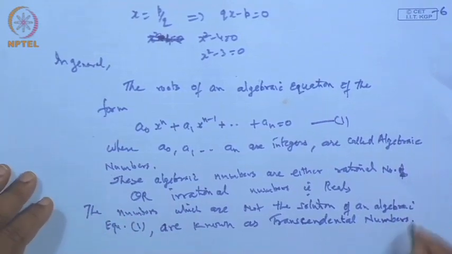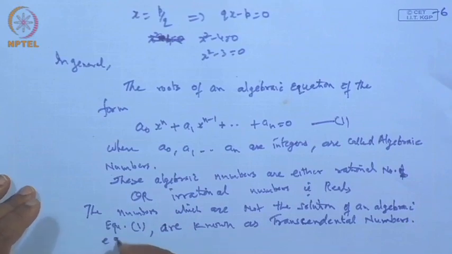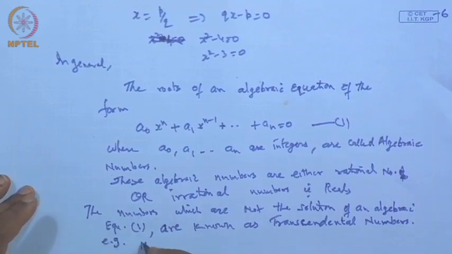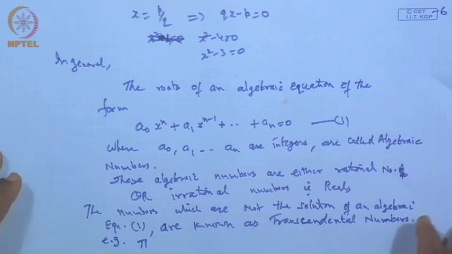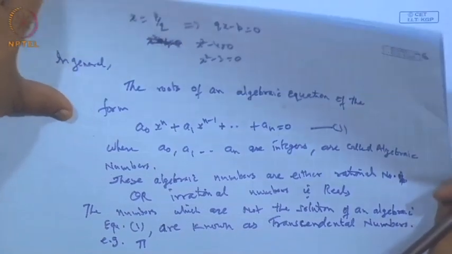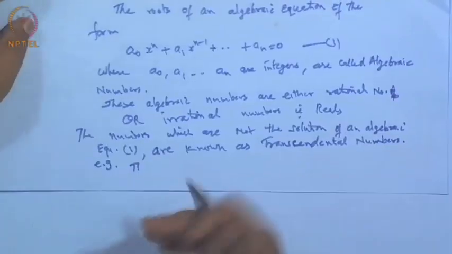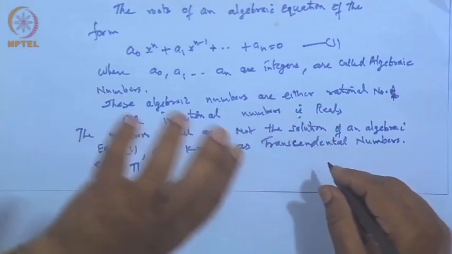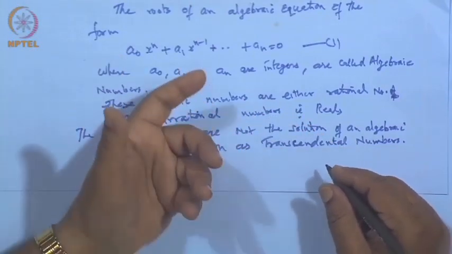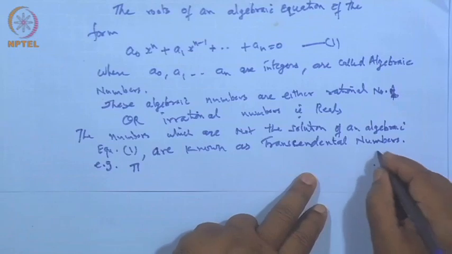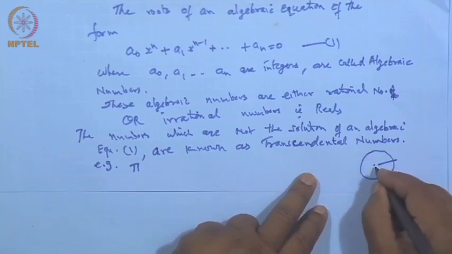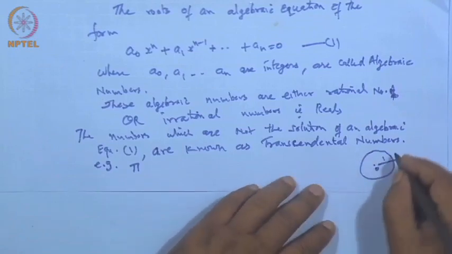Okay. For example, pi is a transcendental number. It is not a solution of any algebraic equation. What is pi? It is basically the circumference of a unit circle. If you take a unit circle centered at 0 with radius 1, then what is the circumference?